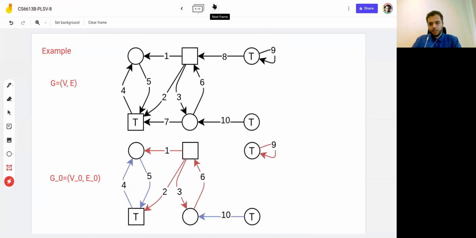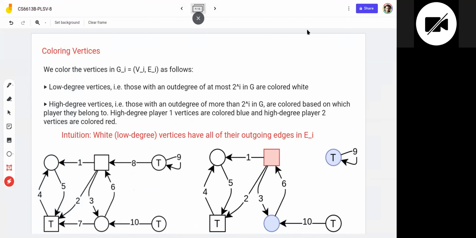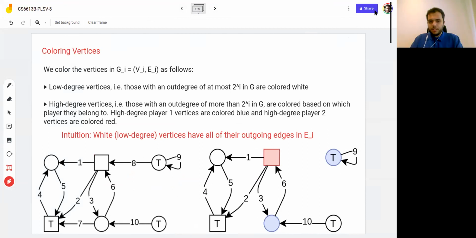And then in each one of these hierarchical graphs, we also color our vertices. And the coloring of the vertices follows a very simple rule. The rule is that I want to distinguish between high degree vertices and low degree vertices. And when I say degree, I'm only talking about out degree. So low degree vertices are the vertices that have an out degree of at most 2 to the power of i. And I color these vertices just white.